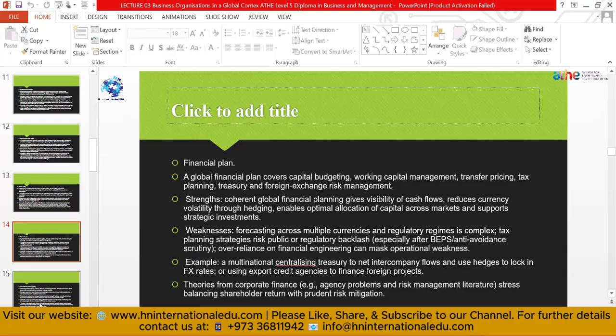Theories from corporate finance, that is agency problems and risk management literature, stress balancing shareholder return with prudent risk mitigation. We do have to deal with the organization's stakeholders and shareholders side by side, but there are high chances that we have to deal with the risk associated with all the decisions and discussions we take.